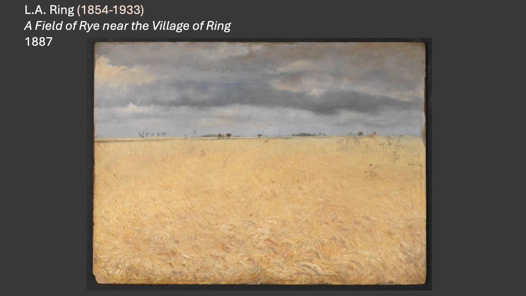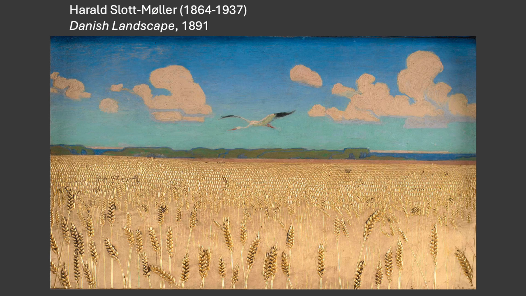In 1887, Laurits Andersen Ring painted a sight familiar to all Danes, rye fields. Rye, which is the grain with the highest fiber content, has been a staple of the Danish diet for centuries and is used for making both bread and beer. A few years later, his compatriot Harald Slotmøller painted a similar scene, but in a style congruent with the symbolist movement, then widespread among progressive European artists.